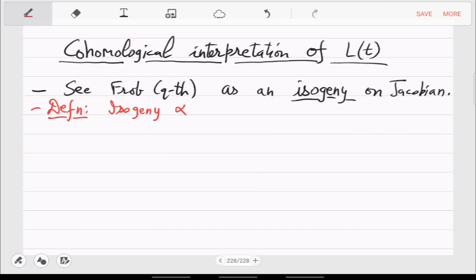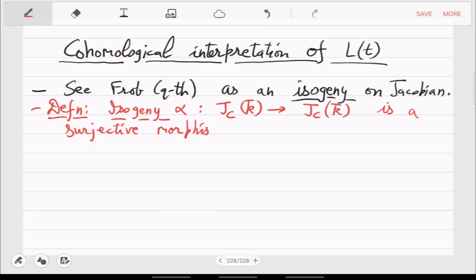So isogeny alpha is a map from the Jacobian to itself, which is surjective with finite kernel.